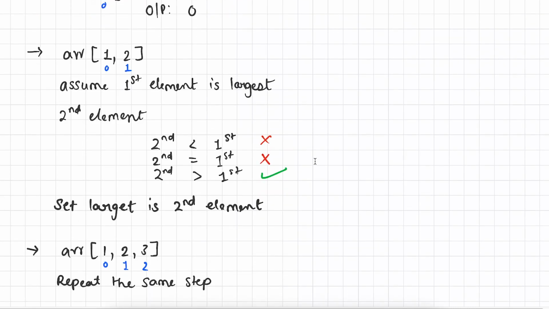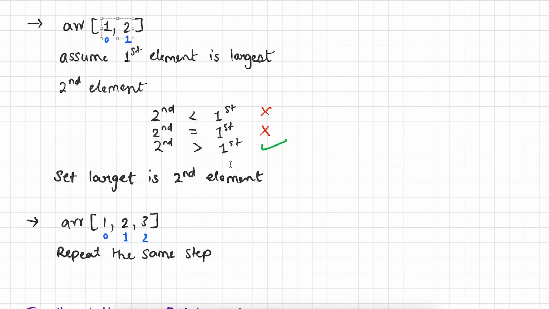Now, till now, we have two elements. And in two elements, we know that the second element is the largest element. So till the second element, we got the largest element. Now what if I add one more number to it?